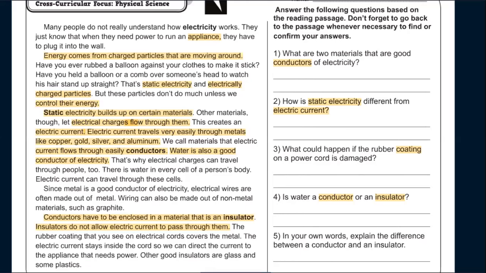And then it asks, is water a conductor or an insulator? And that's in the passage. And then they want to know in your own words to explain the difference between a conductor and an insulator. And then we'll talk about that later this afternoon.